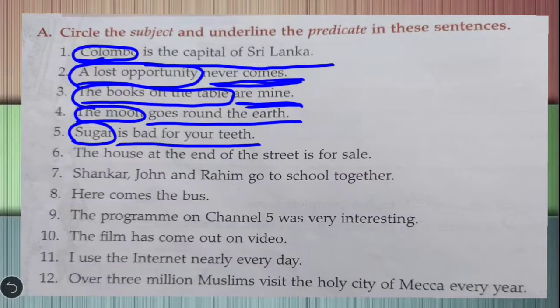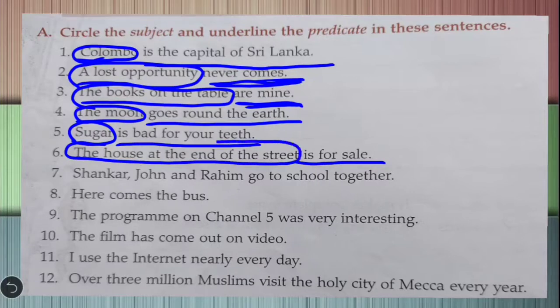The house at the end of the street is for sale. Now, what is the verb here? Is for sale. So all of this, the house at the end of the street, these all are the subject, not only the house. The house at the end of the street is a subject. Is for sale is a predicate.